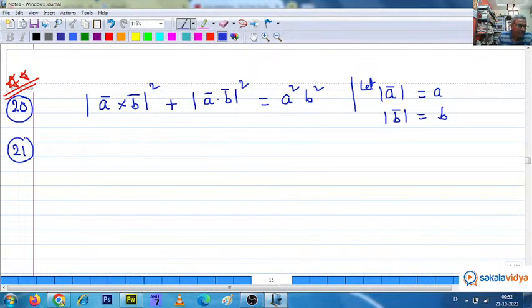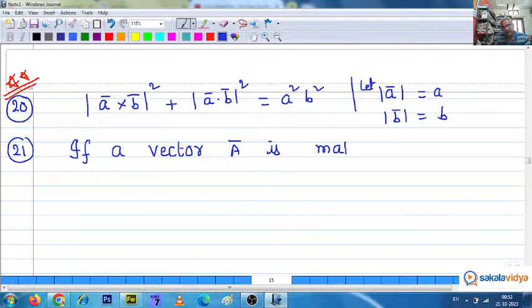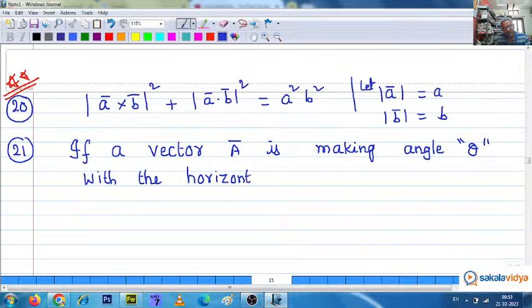So 21, if a vector A bar is making an angle theta with the horizontal, then the scalar components, this is very important.